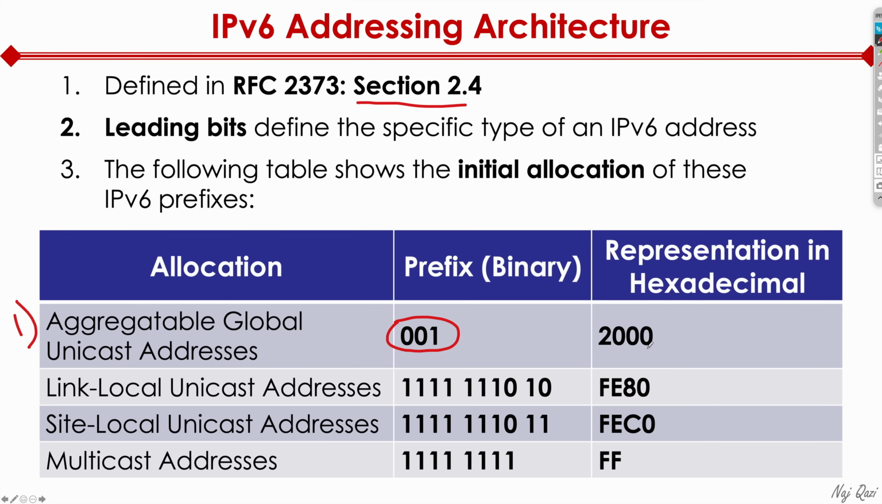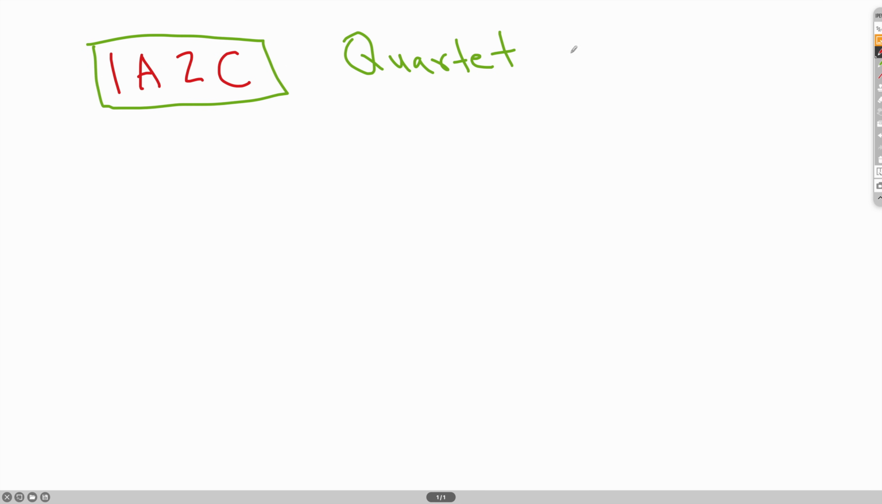Now you right now might be extremely confused. What does that even mean? So let me do some whiteboarding to explain. If we were to look at the address, let's say 1A2C. This is the first quartet in the IPv6 address space. Each of these values here is a hexadecimal digit.